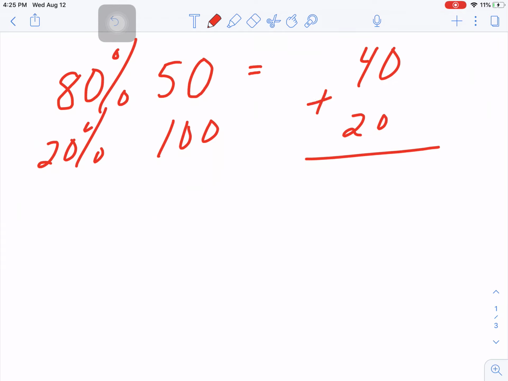So that means your quizzes contributed 40 points. Your test contributed 20 points. So that means your average is 60 right now.